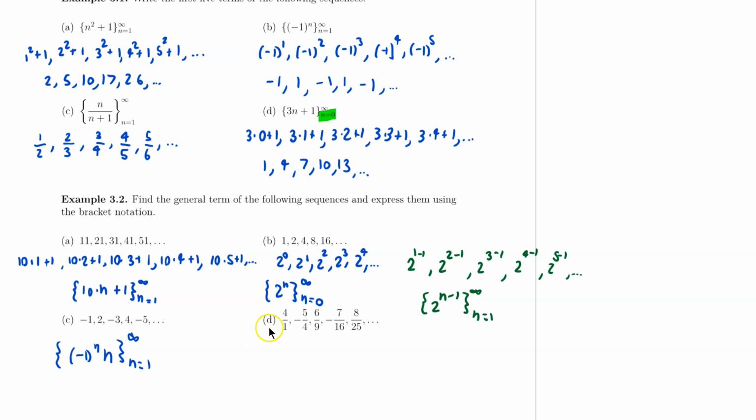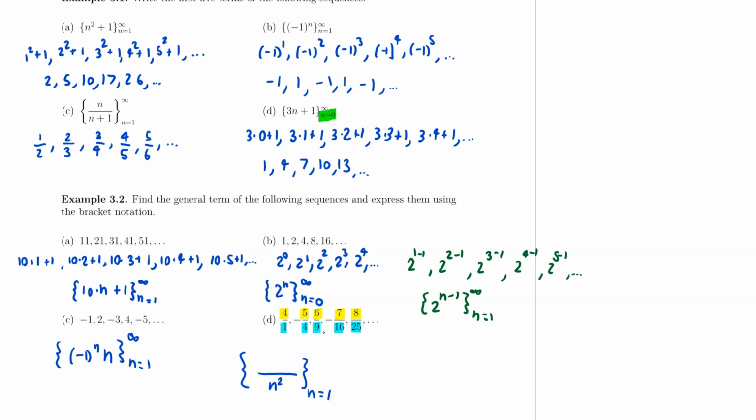For part D, this looks a little weird. Let me try to see. It seems like the numerator is 4, 5, 6, 7, 8. So this is just a number starting off with 4. And the denominator is 1, 4, 9, 16, and 25. This is just the square of a number. This is 1 squared, 2 squared, 3 squared, 4 squared, 5 squared. So if I want to write the general term for this sequence, let me do the denominator first. The denominator is going to be just n squared. And then my n is going to go from 1 all the way to infinity.